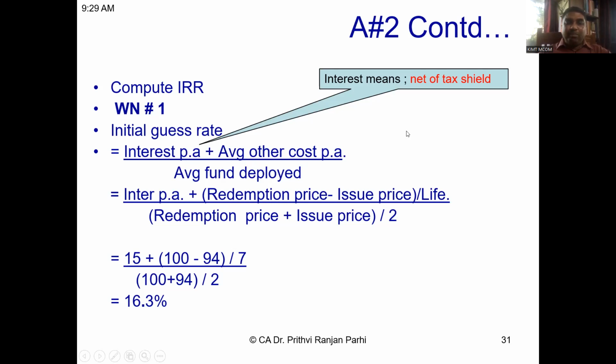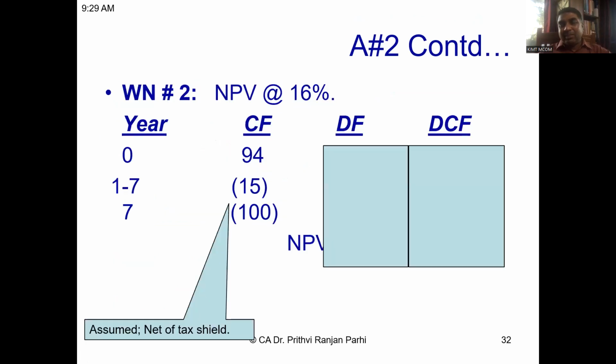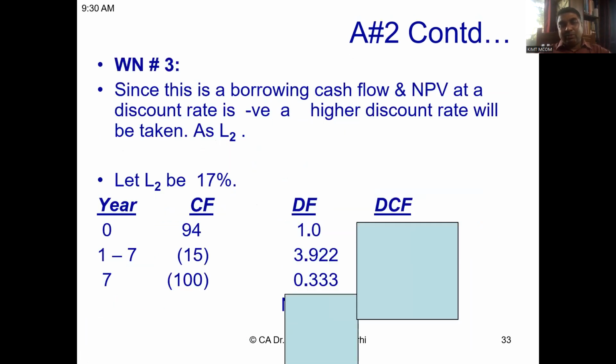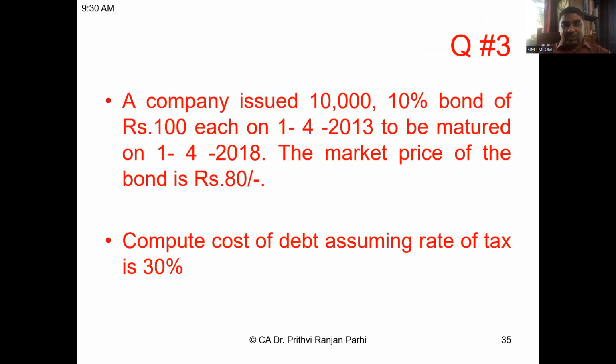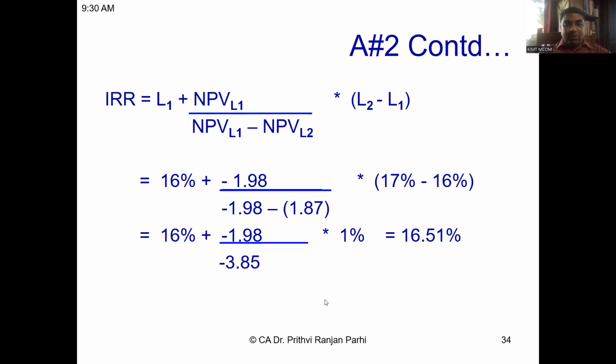So you can compute like this in your examination also. At your level, this computation will be sufficient. But actually, if you want to bring accuracy to your answer, then it is not 16.3, it should be 16.51. That is the right answer. Okay, so with this, friends, we have concluded our concept of cost of debt.